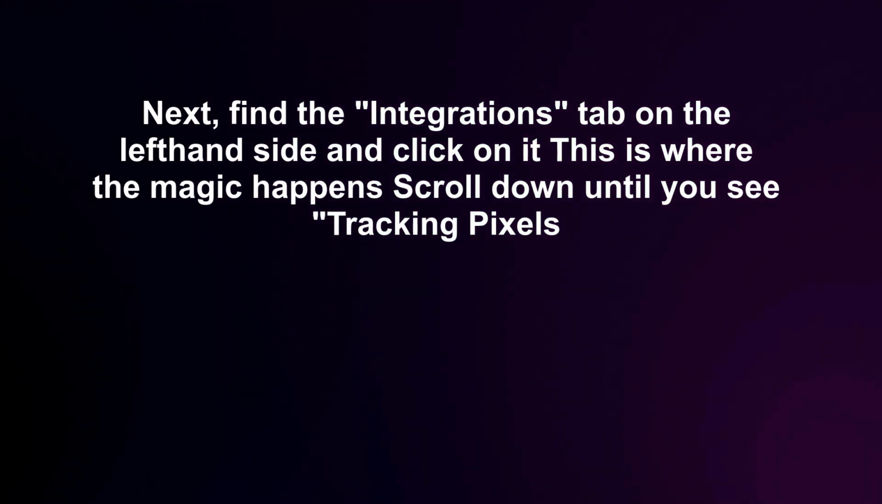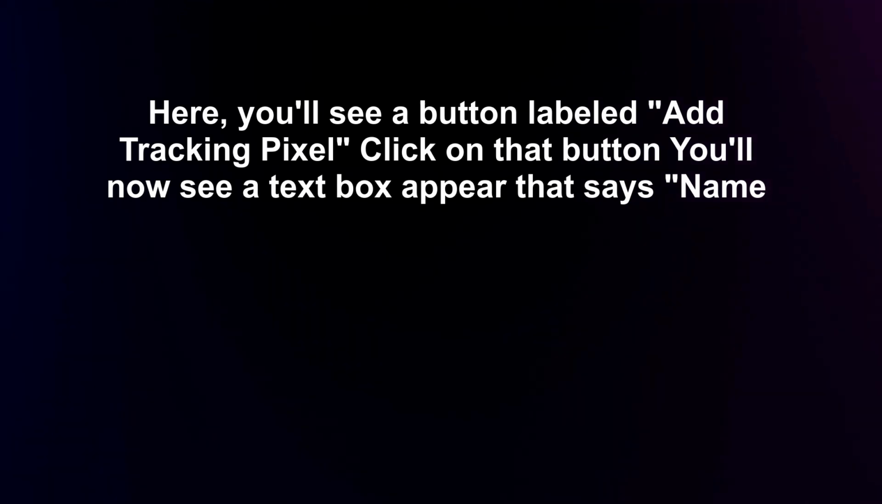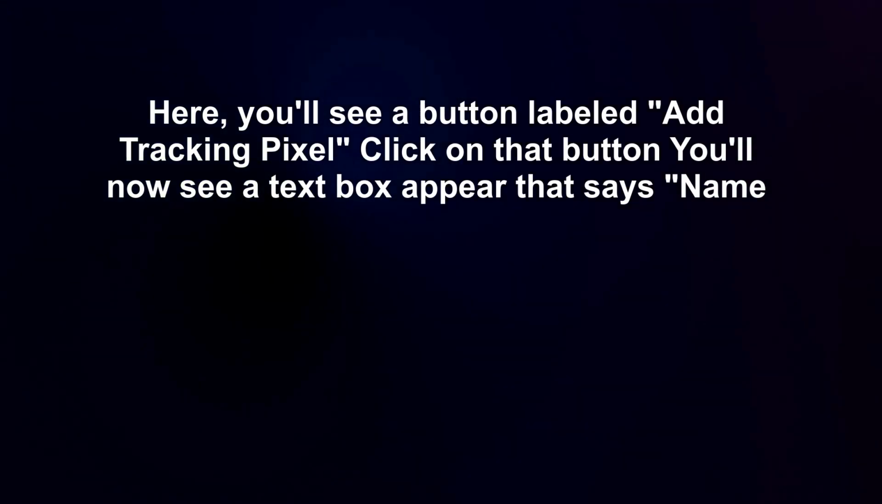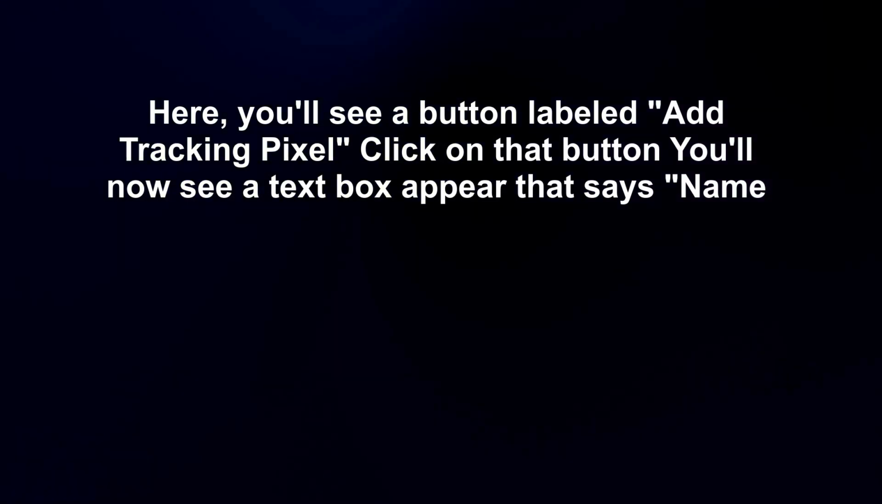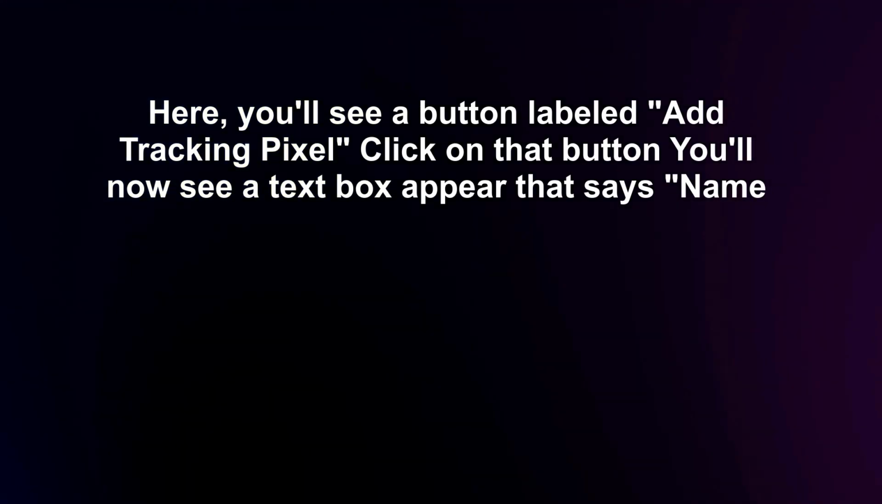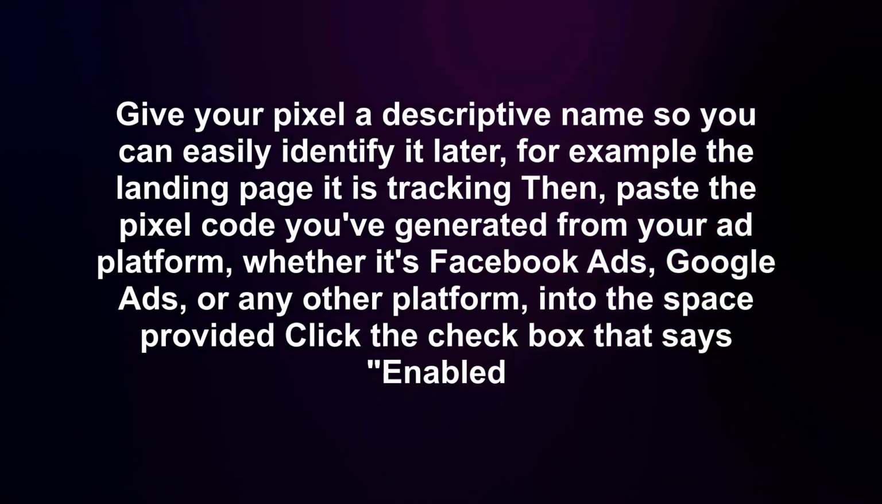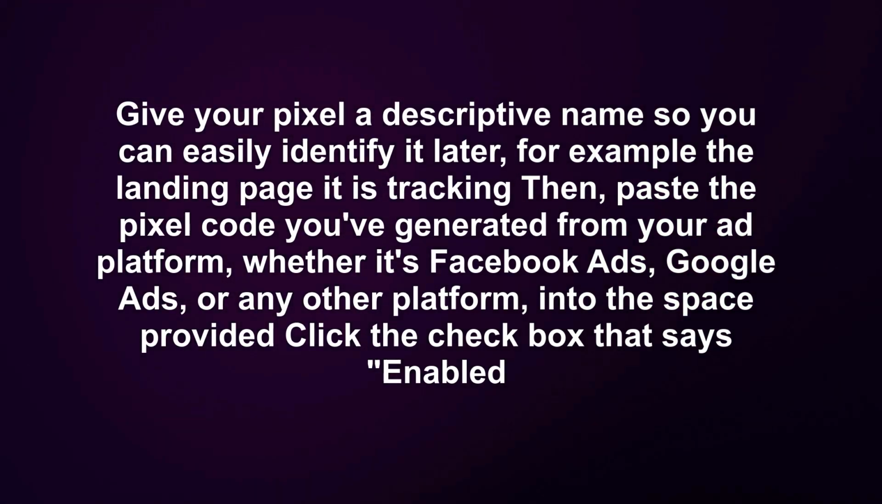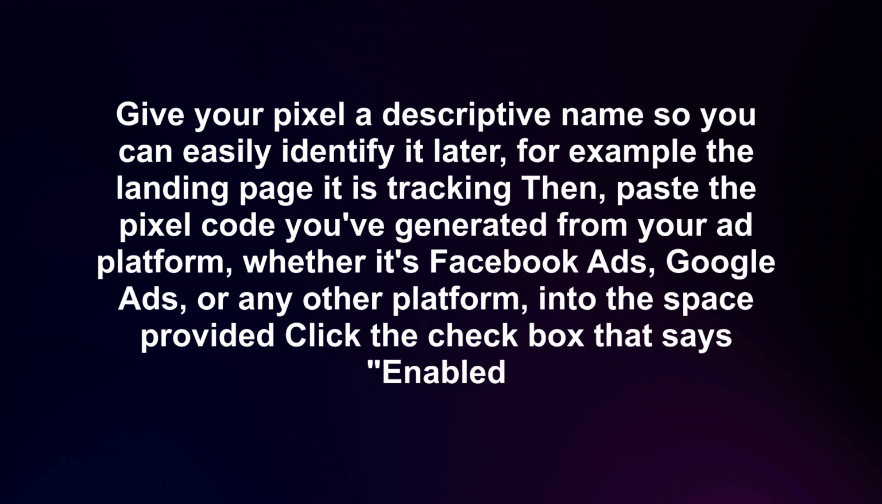Scroll down until you see tracking pixels. Here, you'll see a button labeled Add Tracking Pixel. Click on that button. You'll now see a text box appear that says name. Give your pixel a descriptive name so you can easily identify it later. For example, the landing page it is tracking.